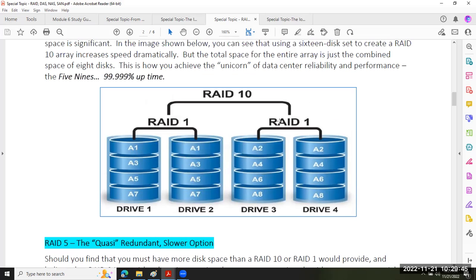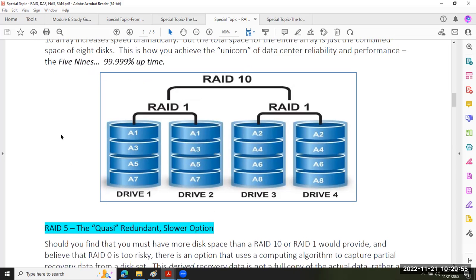The thing that I want to impress on you is that it's the one that takes up the most money in terms of disk capacity. You have to buy more physical disks, but you get the best of both worlds. There is a fourth option. Any questions about 1.0?